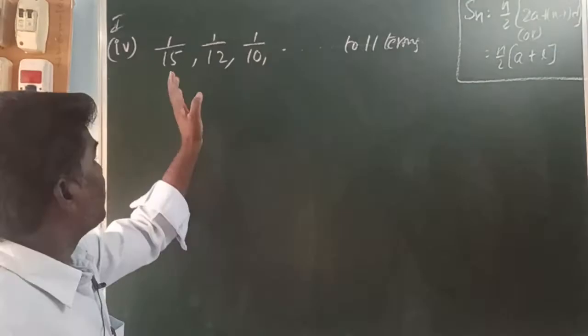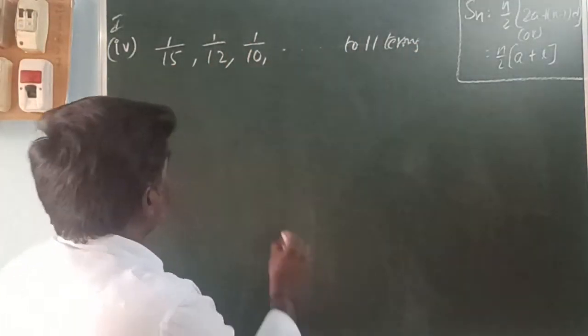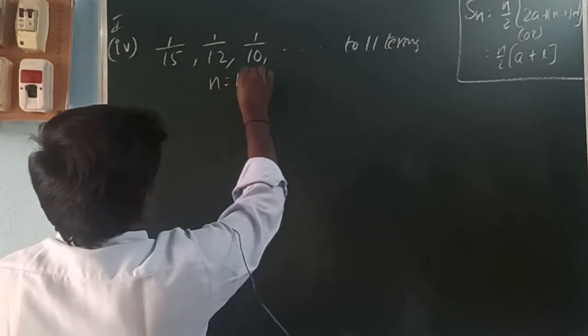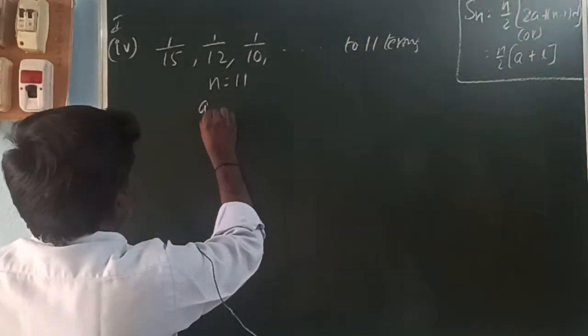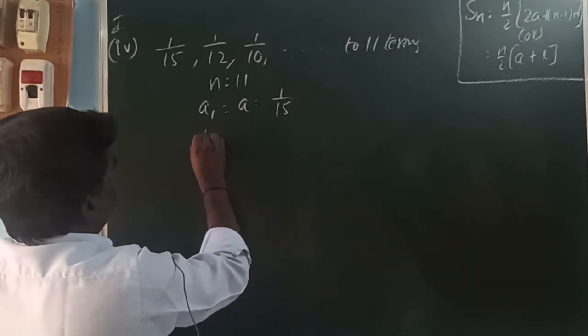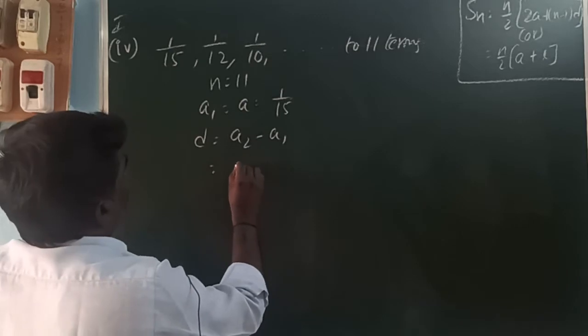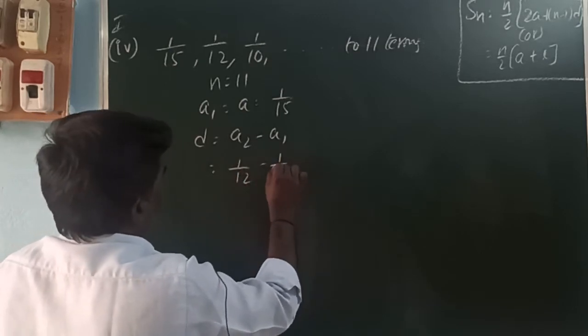Next, fourth one: 1 by 15, 1 by 12, 1 by 10, and so on, 11 terms. So here n is 11. The first term a1 is 1 by 15. The common difference is a2 minus a1, that is 1 by 12 minus 1 by 15.